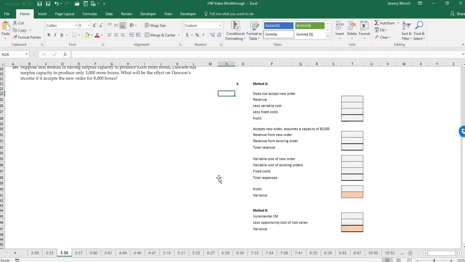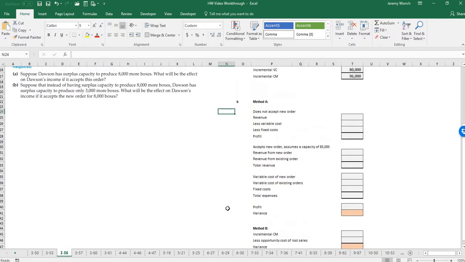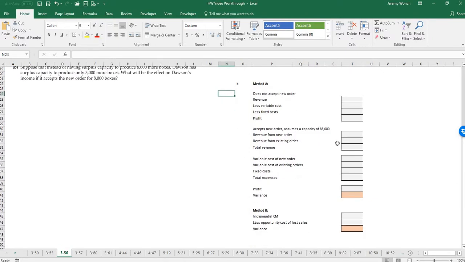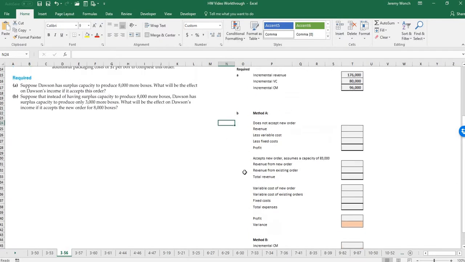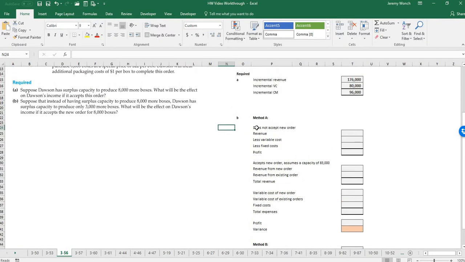We can look at this in two different ways. We have method A up here and method B down here. Both will get us to the same answer, but I think A is longer, but it does kind of break things down and makes it a little easier to see, rather than B, which is just using a formula. So let's start with method A.